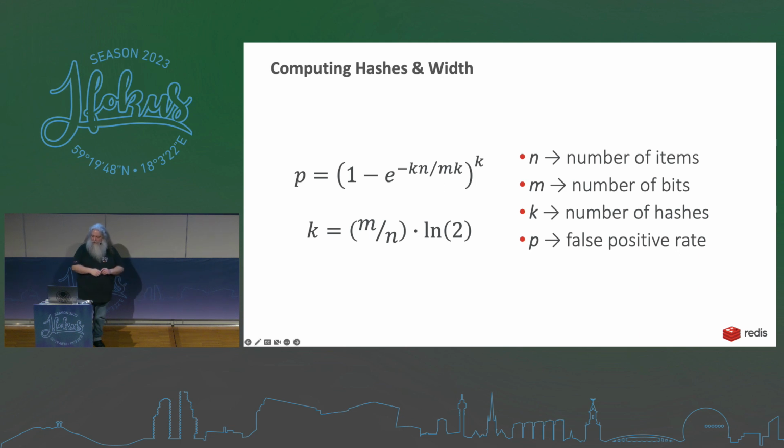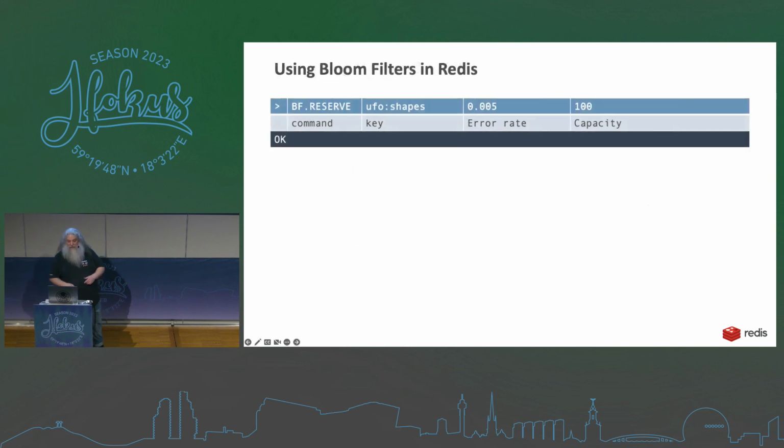They're easy to find. Of course, coding up your own Bloom filter is kind of a pain. Redis has a Bloom filter baked into it already. You can create one with the BF.RESERVE command if you are using Redis Stack. You give it a key name that you want to be the container for that Bloom filter. You give it an error rate, so this is 99.5% accurate, and you give it a capacity of how many items you want in it.